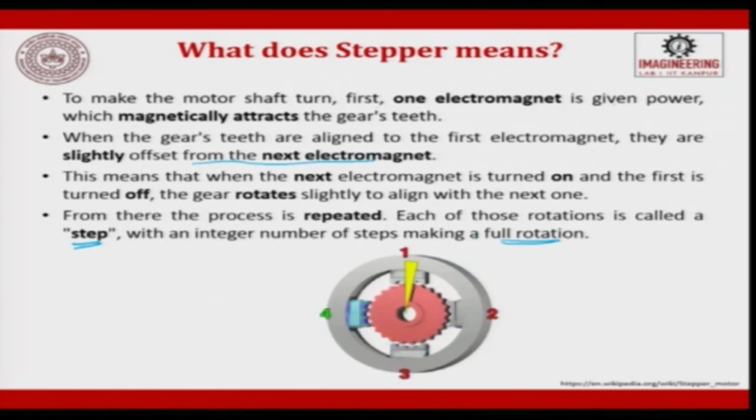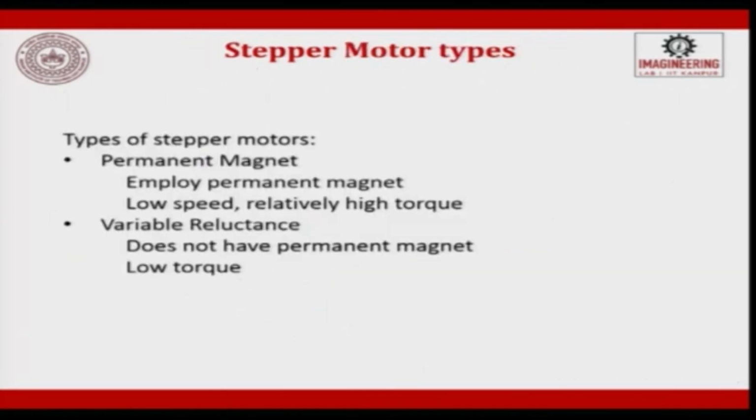and how this angle happens. So, stepper motor types: you have two types of stepper motors which are available today. One is called the permanent magnet type, the other one is called the variable reluctance type. In the permanent magnet type, we employ a permanent magnet, which is used for slow speeds and relatively lower torques. The variable reluctance type does not have a permanent magnet and is used for low torques only.